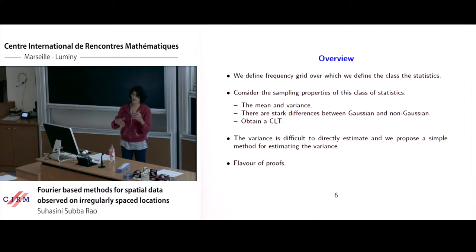So to tackle some of the problems I described to you earlier, and given this class of statistics, we want to obtain and look at the mean. What is it actually estimating? Look at the variance. Okay, are we going to get something like mean squared consistency? And we're going to look at also the situation where the underlying spatial random field process is Gaussian versus non-Gaussian, because in this setup over here, you get very different types of properties. And then we're going to do some sort of CLT.